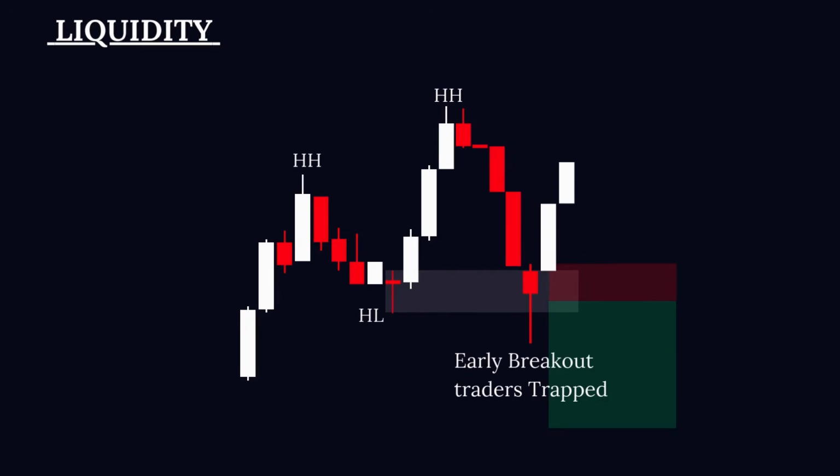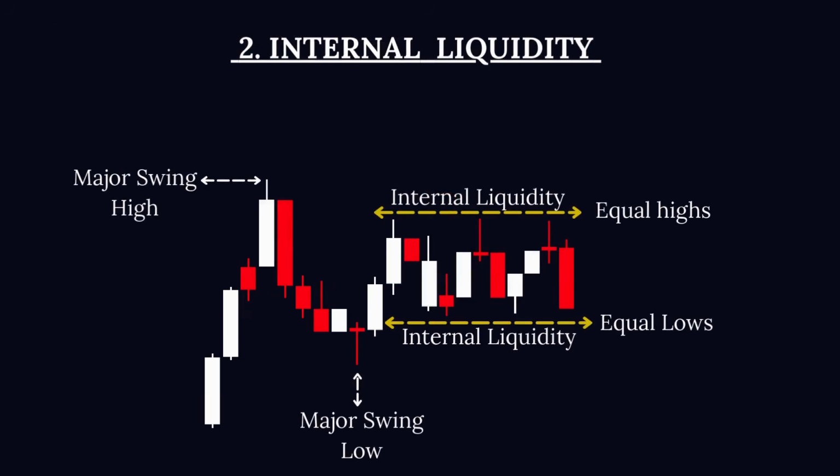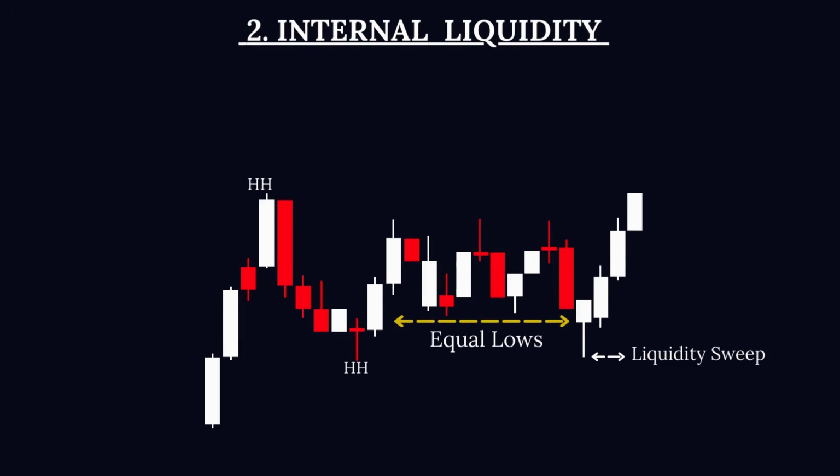So as a retail trader who can't move the market single-handedly, we stay objective always and trade in the direction of the dominant flow of traders. Now, there are two forms of liquidity you need to understand. One, external liquidity. This sits at previous major structure swing highs and lows. These levels are obvious to most traders, which is exactly why they attract liquidity hunts. Two, internal liquidity. This lies within structure such as equal highs and lows, or inefficiencies in price like fair value gaps. Liquidity sweeps are critical because they reveal smart money intentions, and they often precede major moves.